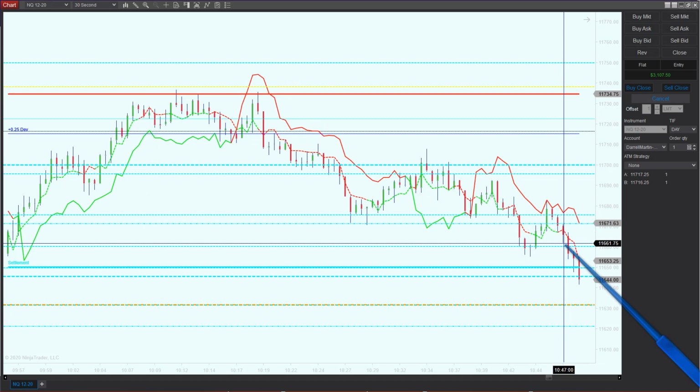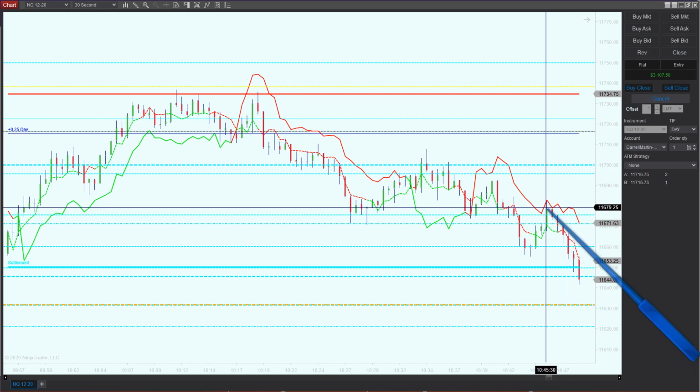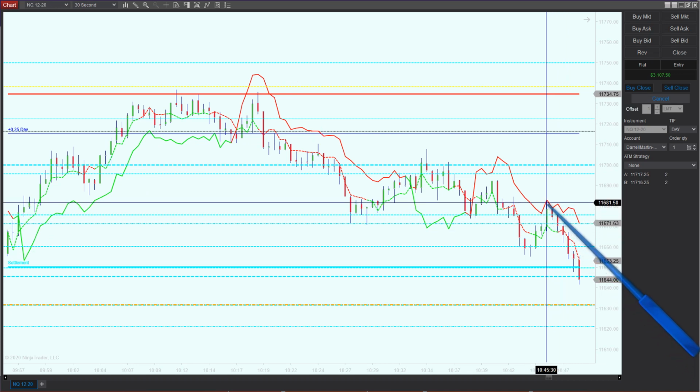Got another short going right into a wall, but even with the walls, I do like the LREs. So that LRE right there would be a good trade, because it's oscillating around that wall. And it's an established level, not just a line in the sand.